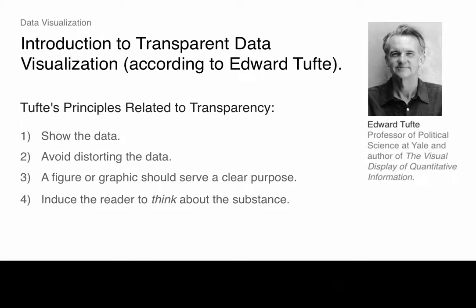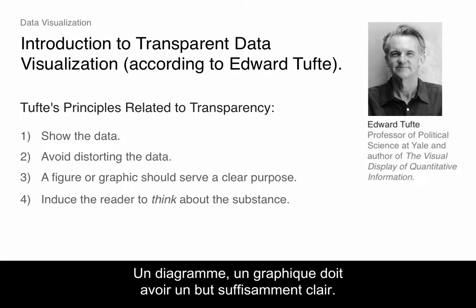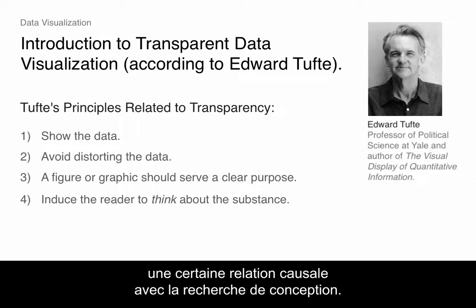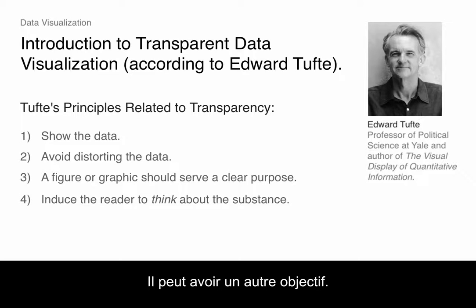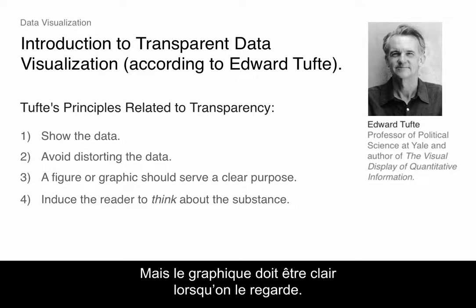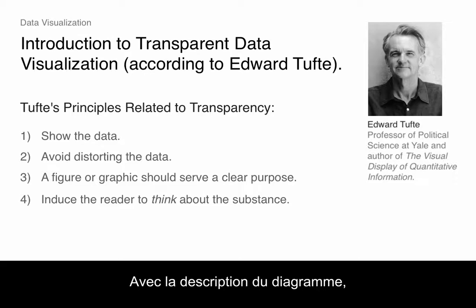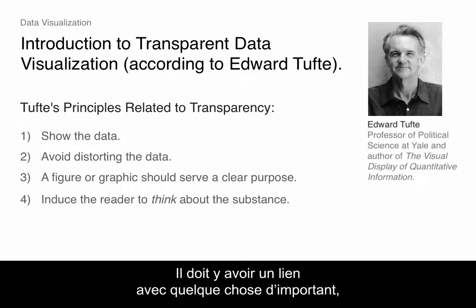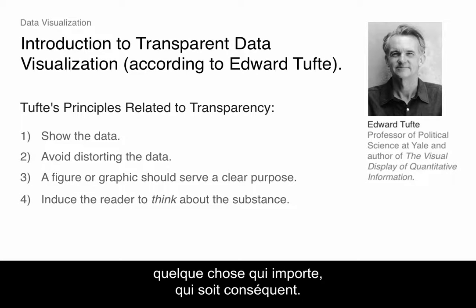Avoid distorting the data. A graphic should serve a reasonably clear purpose. And he lists out, it might be descriptive, it might be trying to capture a certain causal relationship with a certain research design, it may have some other goal, but when you look at it, it should be clear, or with a figure description, it should be clear what the goal of the figure is. And then fourth, it should induce the reader to think about the substance. So there should be more than just some sort of statistical exercise involved. There should be a link to something important, something that matters, something substantive.